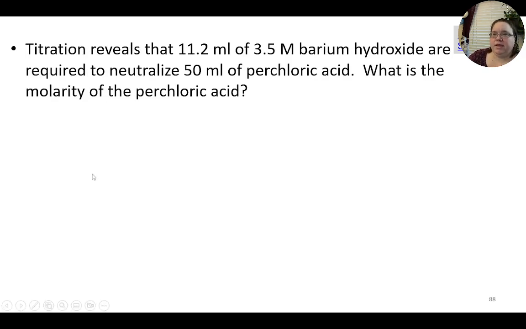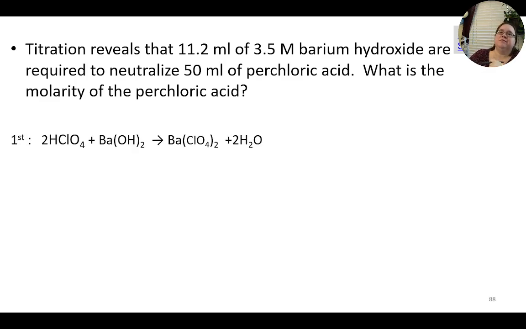Okay. And just like before, I'm going to give you the balanced equation. So use your molarity and your volume to find moles. Then mole ratio to get to the other substance. And then use your moles and your other volume to find the molarity of the other thing. So this one we are starting with the base. I'm going to go ahead and convert my milliliters to liters. 0.0112 liters, and 0.050 liters.